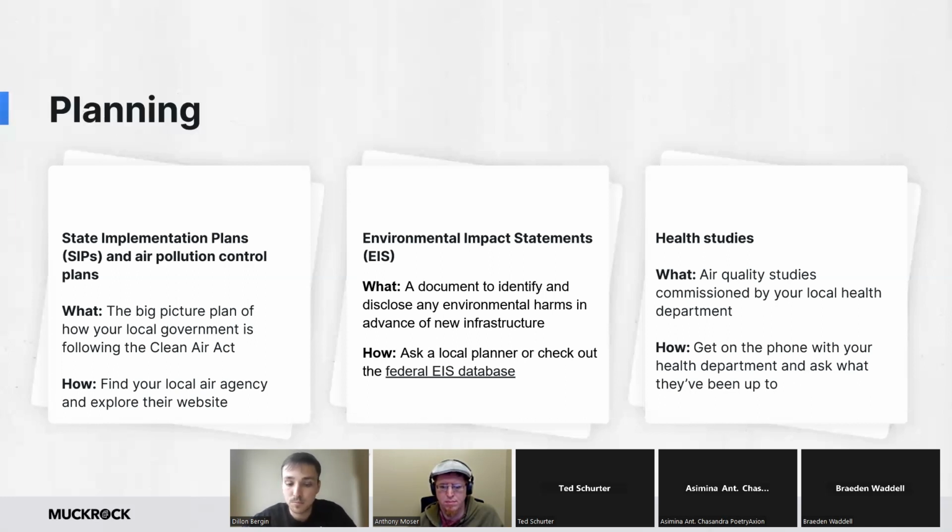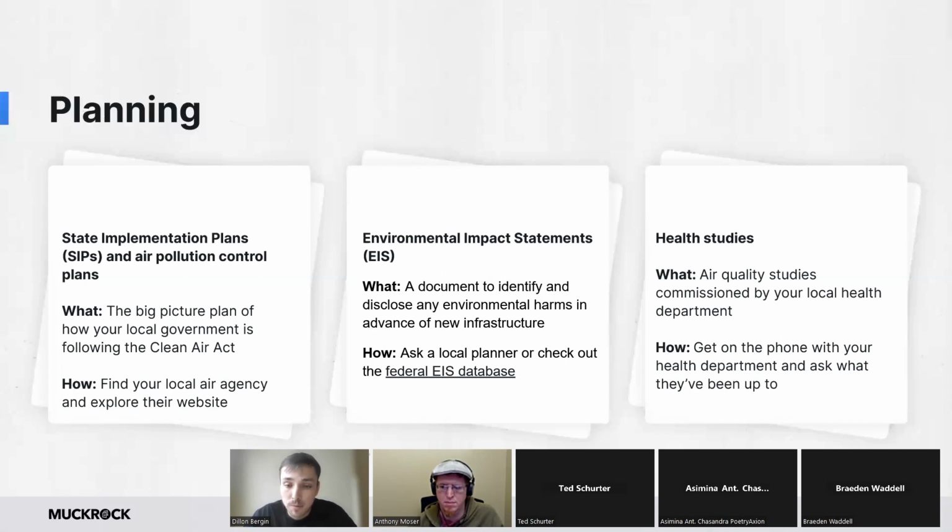The last kind of document related to planning here are health studies. These also, just like the state implementation plans, tell you what your local government knows and is already concerned about or prioritizing. Again, this will be highly dependent on where you are, but I've seen these commissioned by local health departments. I'm thinking about the Houston Health Department that partnered with the Environmental Integrity Project to study air toxics from chemical plants and cancer rates in Houston. So those would also be a good place to start.